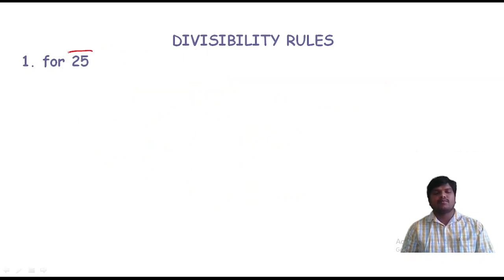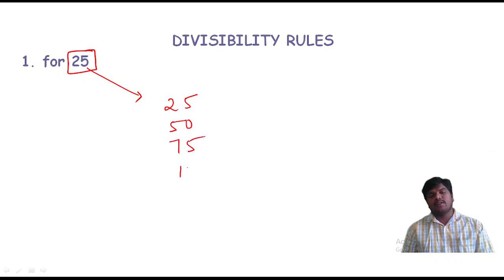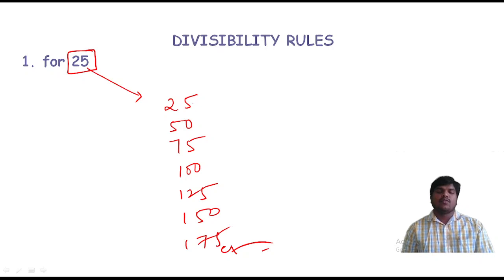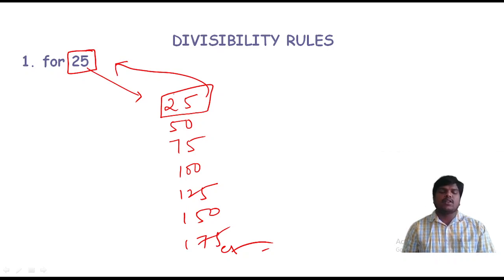Then for 25: 25, 50, 75, 100, 125, 150, 175, etc. If the last two digits of any number are divisible by 25, then the whole number is also divisible by 25. Last two numbers must be divisible by 25.